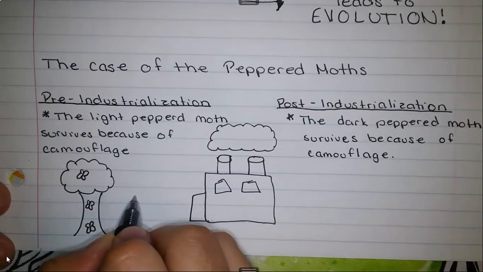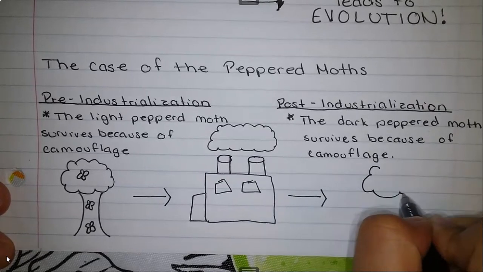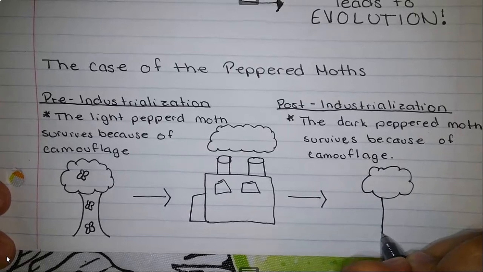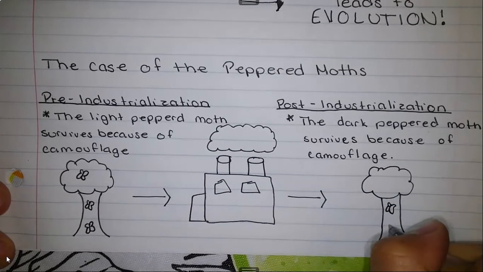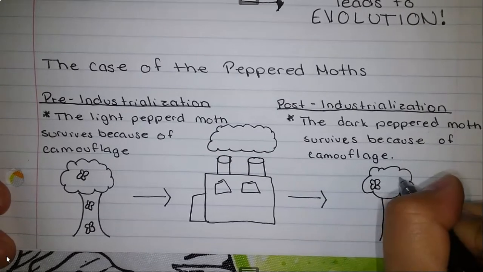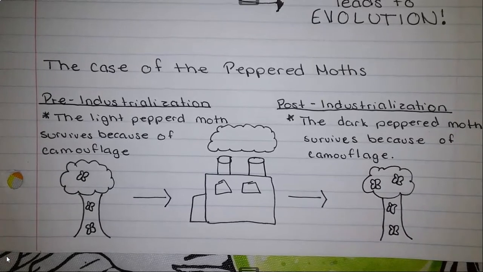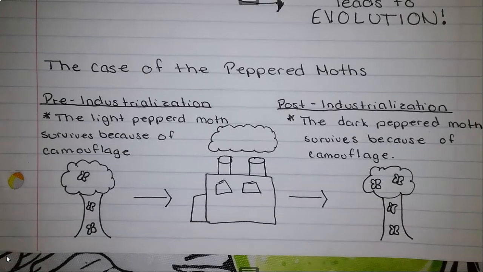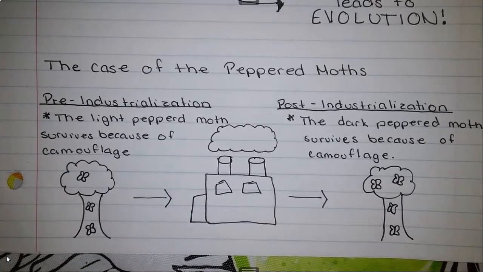Okay, so now we're going to have those trees, but now we're going to have these black peppered moths that are going to be the ones that are going to survive the most because they're going to blend in with the new color of the tree. Okay, and then I'm going to leave one white moth in order to represent that there were still some light colored peppered moths even after post-industrialization, but they were getting eaten by birds faster. Okay, so let me start applying my colors.